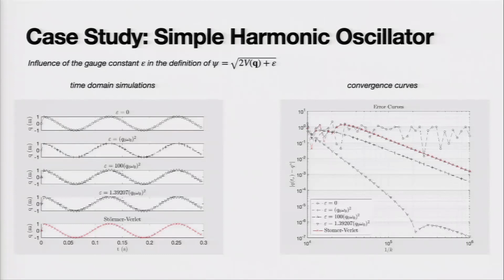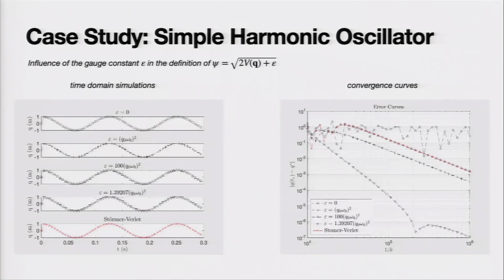As you change the value of epsilon, you have a couple of interesting things. So second order accuracy, the slope is 2, for a value of epsilon equal to q naught omega naught squared, which is this curve, and a value of epsilon which is very large, 100 q naught omega naught squared, which is this. And then Sturmer-Verlet, you see, completely overlaps the error curve for large epsilon, meaning that the proposed scheme is essentially equal to Sturmer-Verlet when epsilon is large.